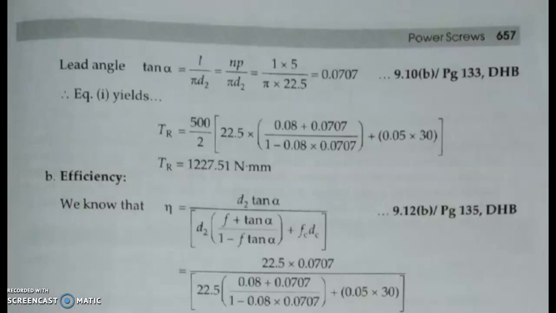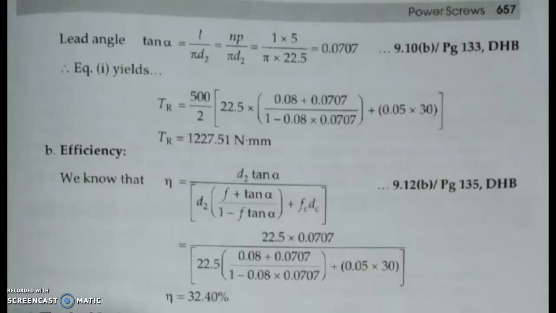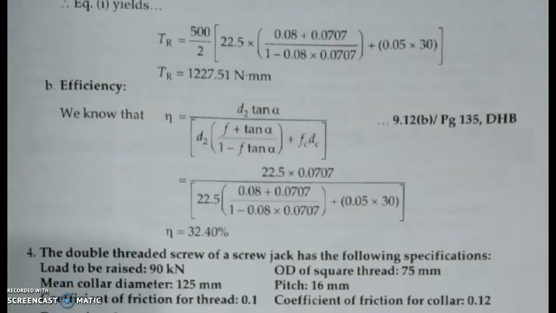Next, we can find the value of efficiency. From the data book, we get the equation eta is equal to D2 tan alpha divided by D2 into (F plus tan alpha divided by 1 minus F tan alpha) plus Fc into Dc. If we substitute all these values, we will get the value of eta is equal to 32.4%. Okay. Then next question.